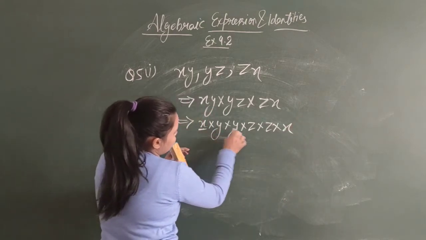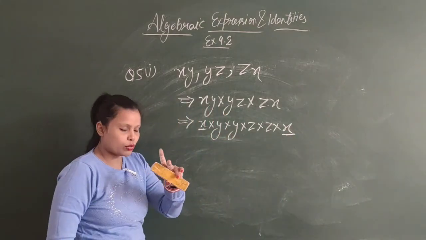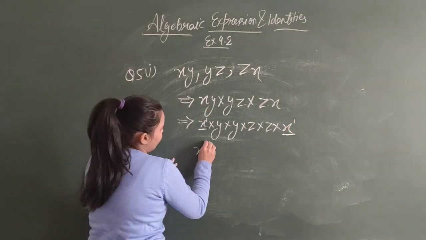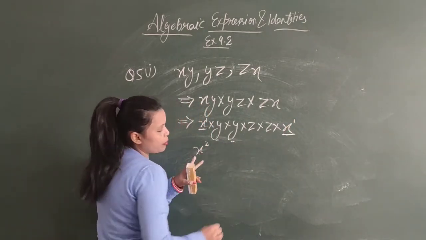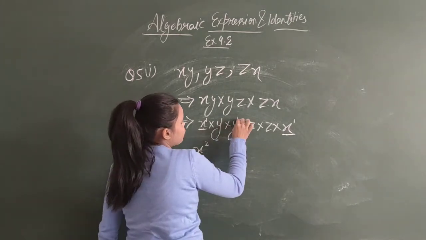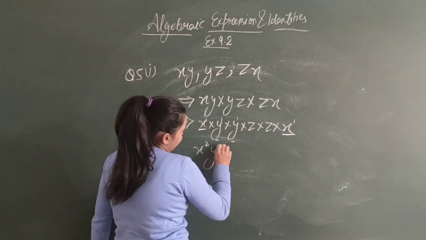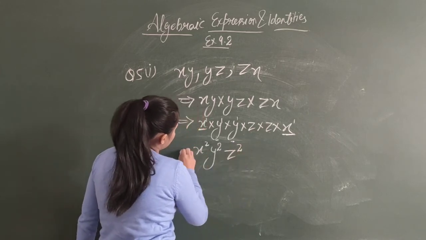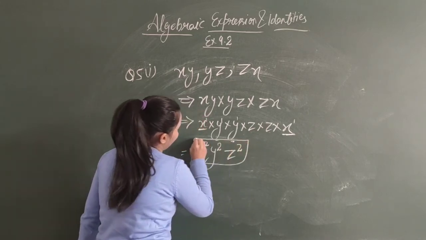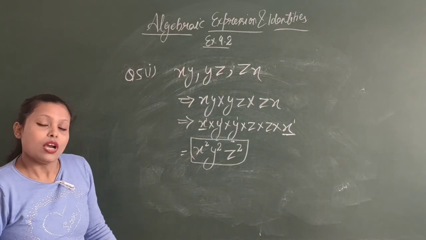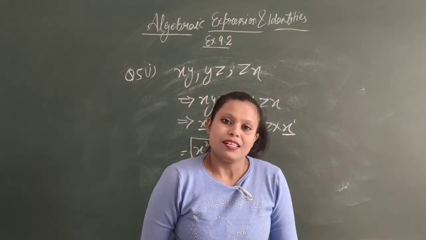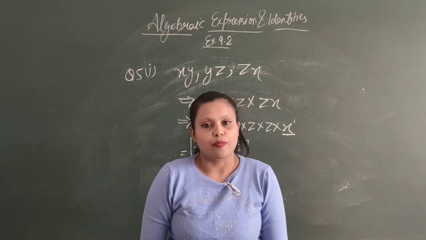So x is repeating 2 times and their powers will get added, so x square. Y is also repeating for 2 times and the powers will get added, so y square. And z also z square. So it will be the multiplication of all these terms. Rest of the questions are same, you can do it on your own. So this was your exercise 9.2.